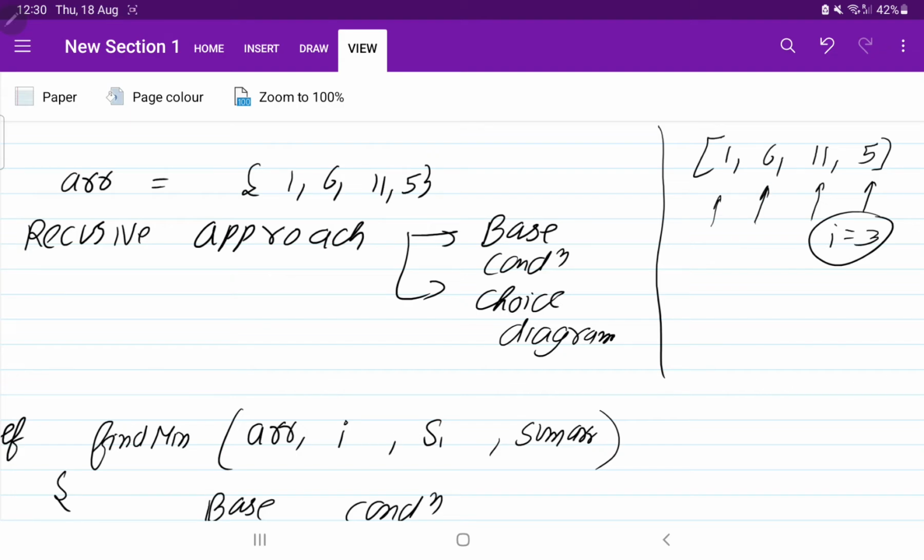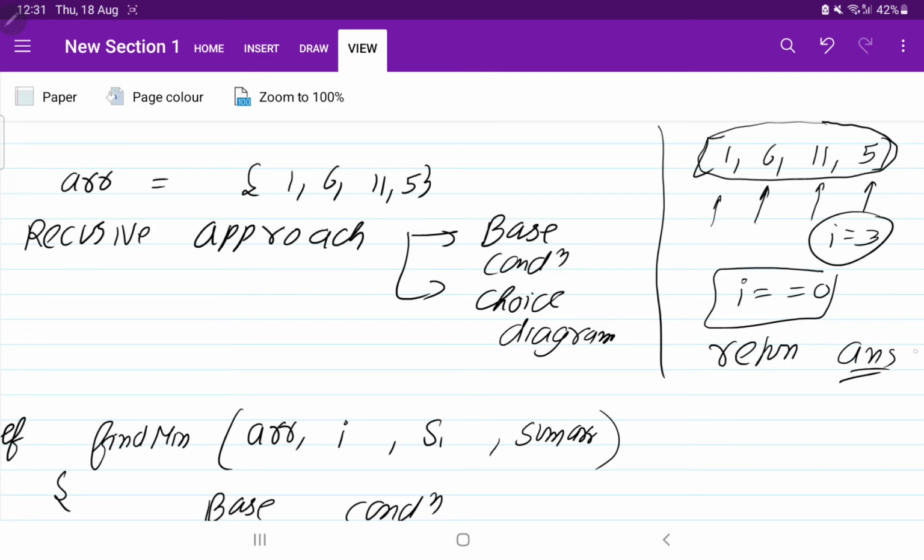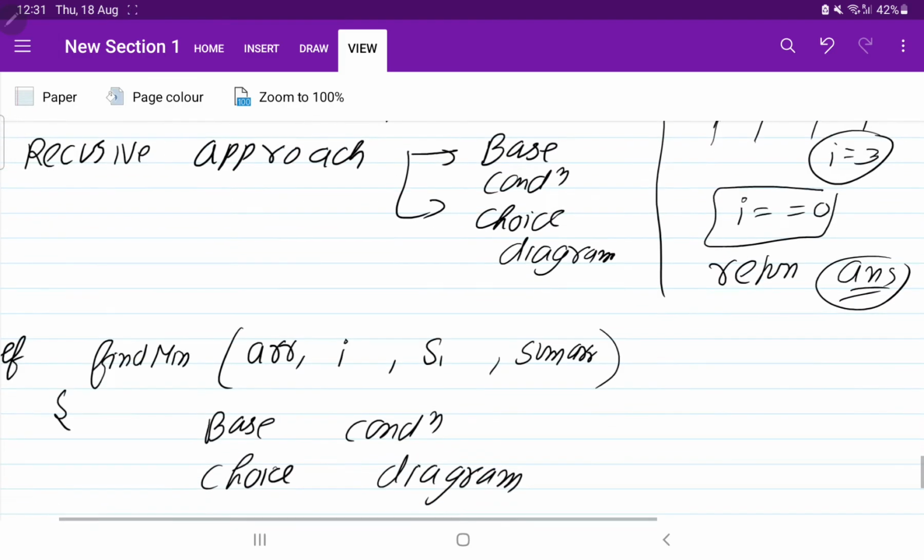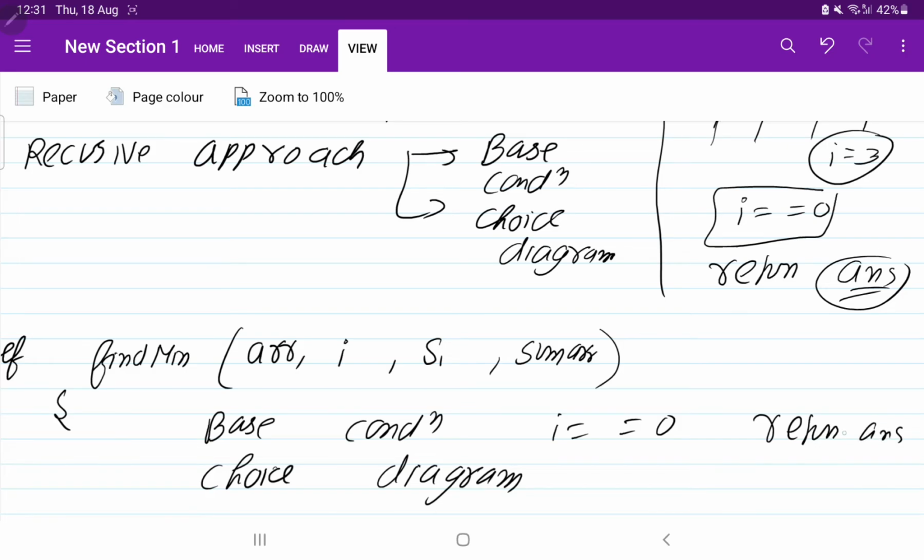Now tell me, if the elements of this array are over, if I becomes equal to 0, what do we have to do? We have to return the solution. Because if we have taken a decision on all the elements of the array, then at the end we have to return the answer or solution. So what is the base condition? The base condition is that if I equals 0, return answer. What is the answer? I will tell you later.